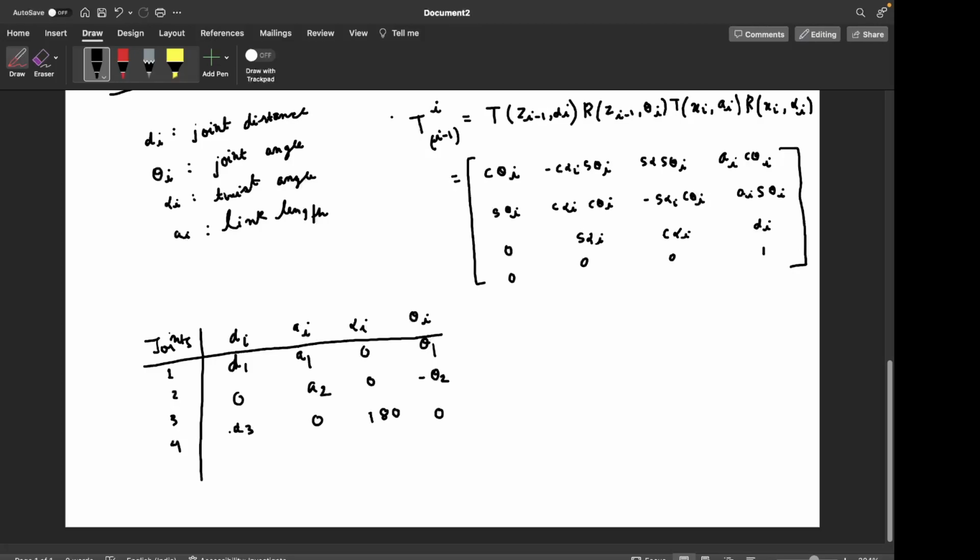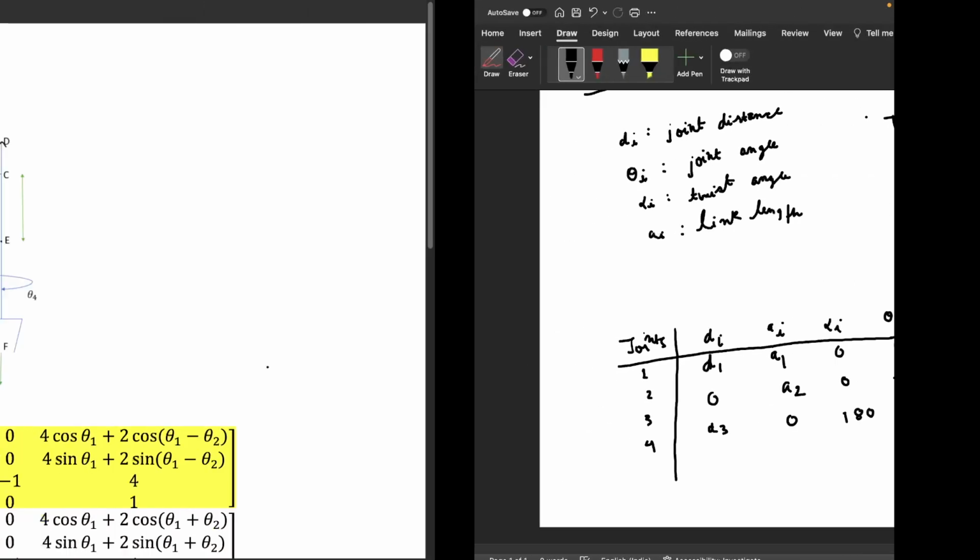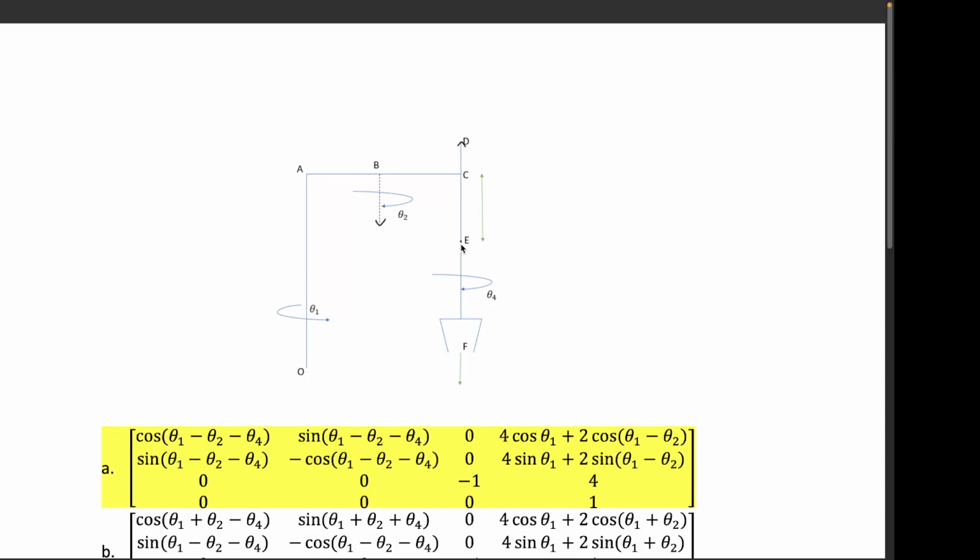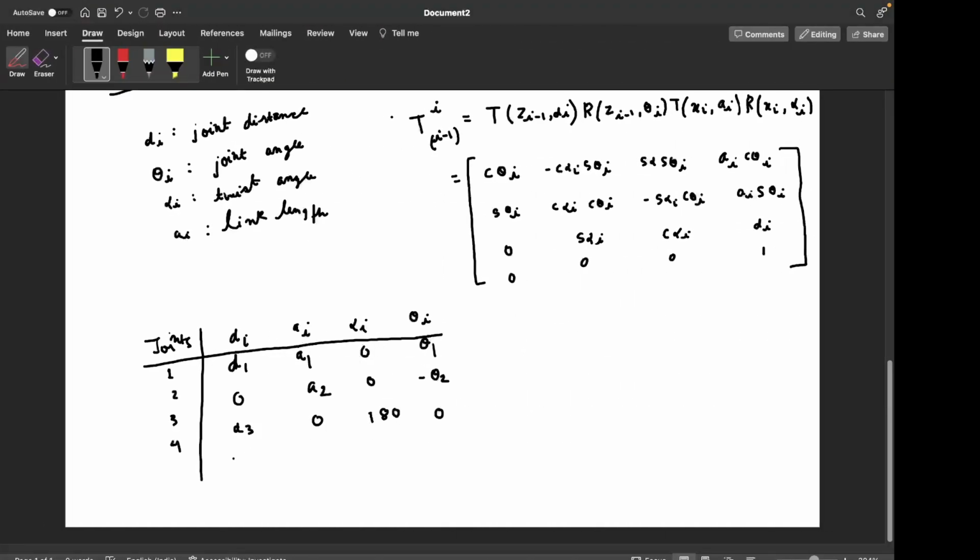So D is measured, and finally we have the fourth one, which is the end effector, right? The end effector is just rotating and everything else is along the previous axis only. So D will be 0, this is also 0, twist is also 0, and this is theta 4, right?